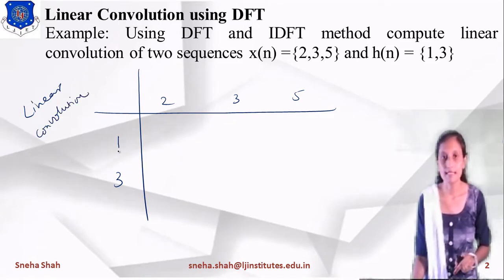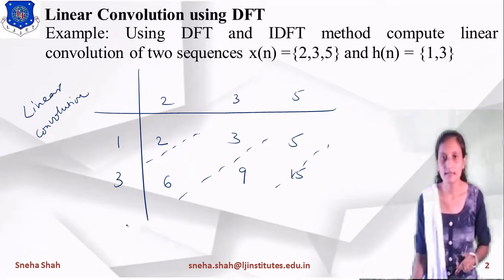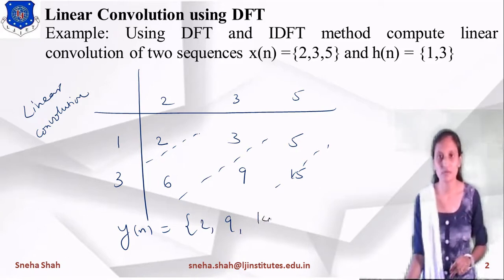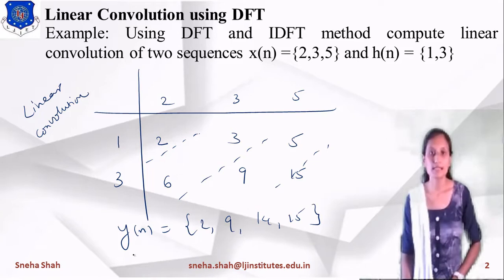So what will be the answer? 1 into 2 is 2, 1 into 3 is 3, 1 into 5 is 5. 3 into 2 is 6, 3 into 3 is 9, 5 into 3 means 15. Now what is the value of y of n? The answer is 2, 6 plus 3 is 9, 9 plus 5 means 14, and the last term is 15, right? So you can see that this is the linear convolution output.